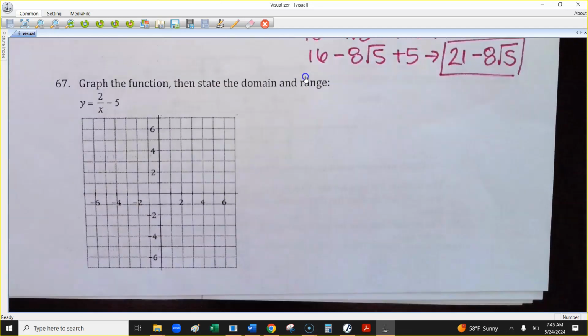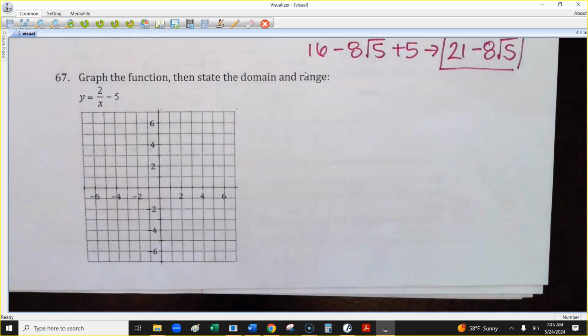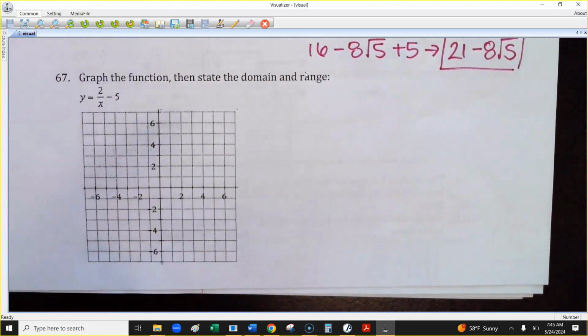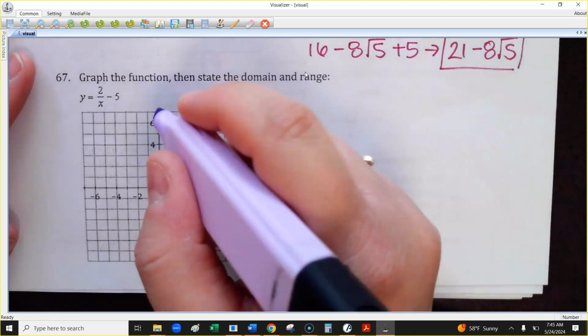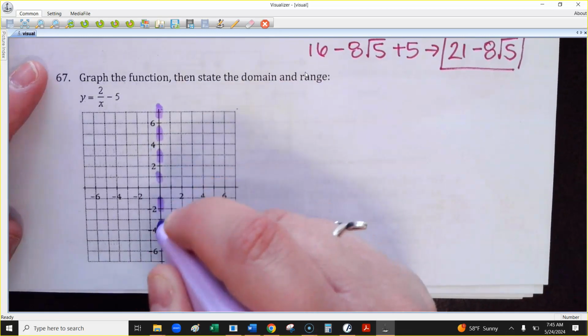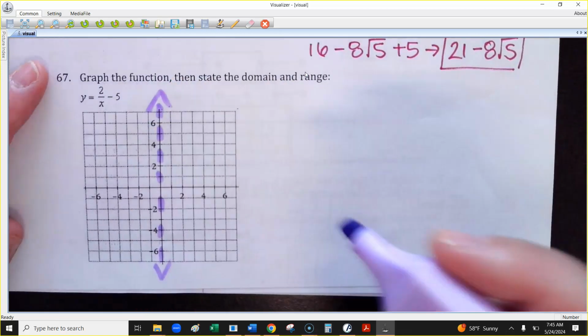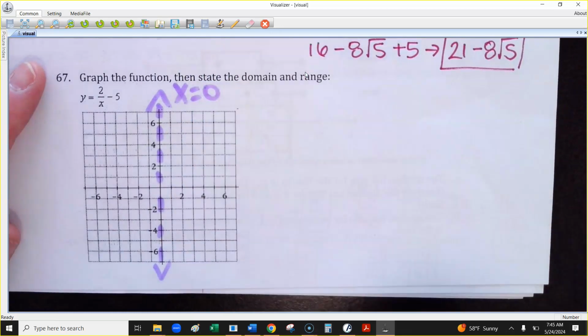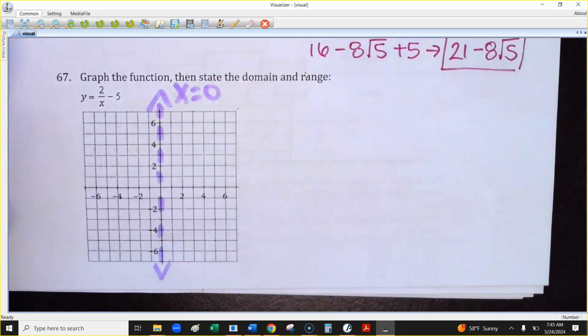All right. Graph the function, state the domain and range. This is a rational function. You're not shifting left or right. All right, so it's just x by itself in the bottom of that fraction. So we're not allowed to divide by 0, so x equals 0, which I know that's weird, but that's actually the y-axis. That is your vertical asymptote there.